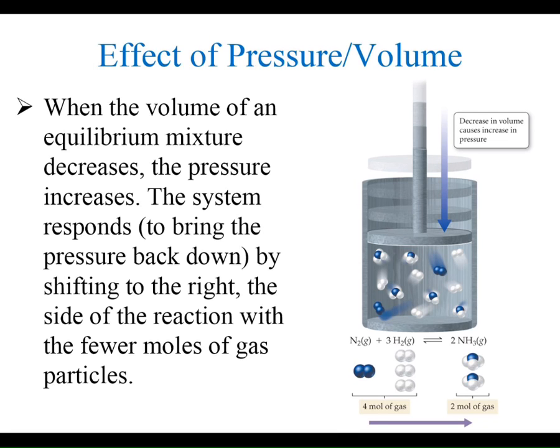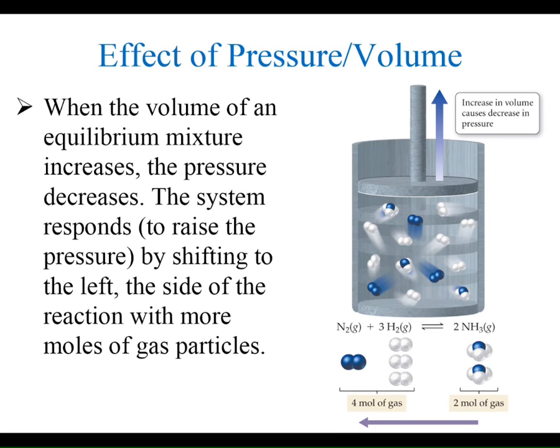And the opposite's also true. If I were to take that same thing and suddenly make it a lot bigger, now it's like, whoa, there's way too much space around here, right? Because how can it increase the pressure? It's the opposite. Go to the side that has more moles of gas, right? So take 2, make 4. Take 2 and make 4, and that'll get the pressure back up to where it wants to be. Does that kind of make sense? Kind of? No? Ask me questions.